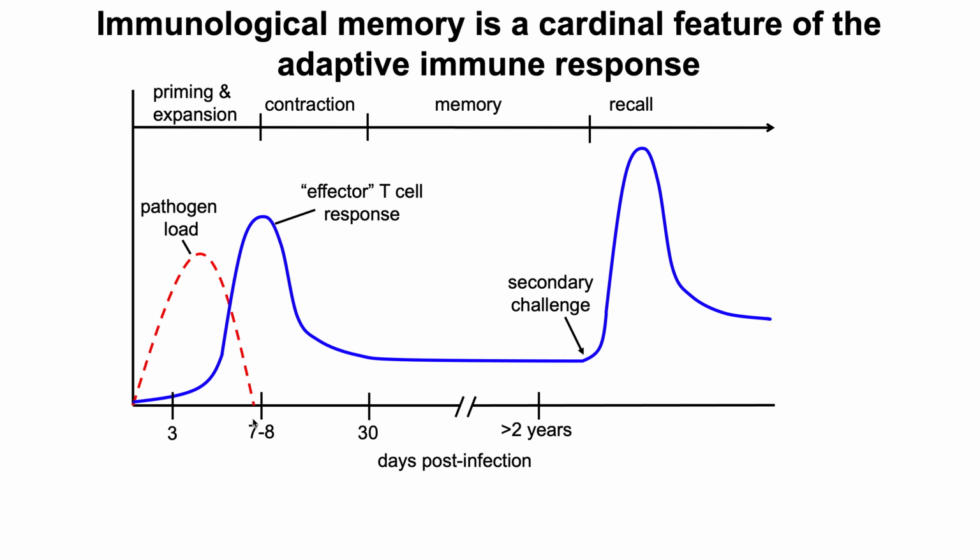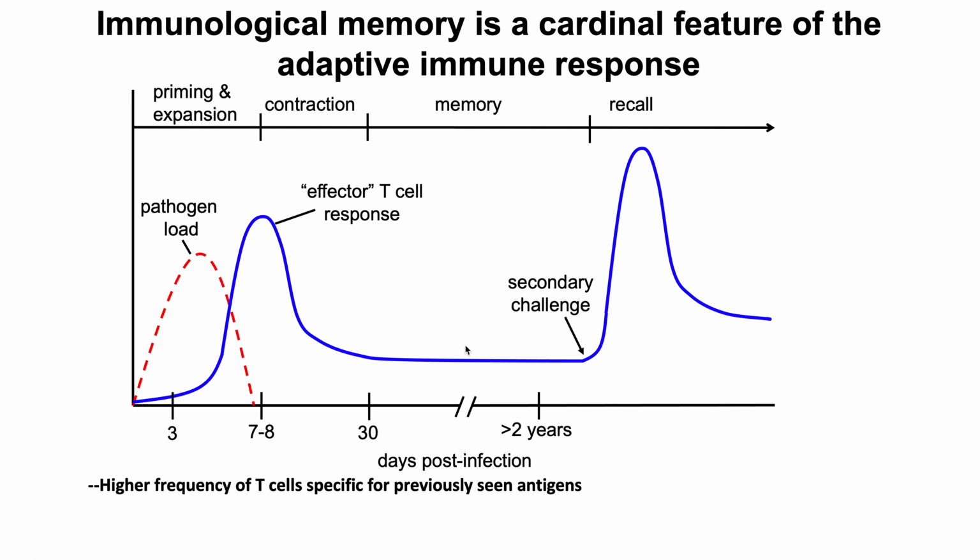Once the pathogen is gone, most of these effector T cells die off. And this is a period called contraction. And in this period of contraction, 90 to 95% of the effector T cells die, leaving behind a long-lived population of memory T cells that can respond to secondary challenge.